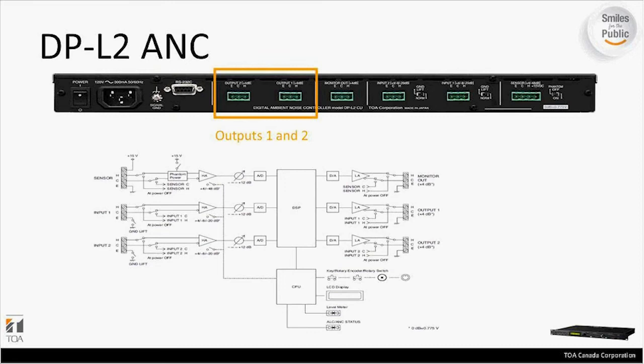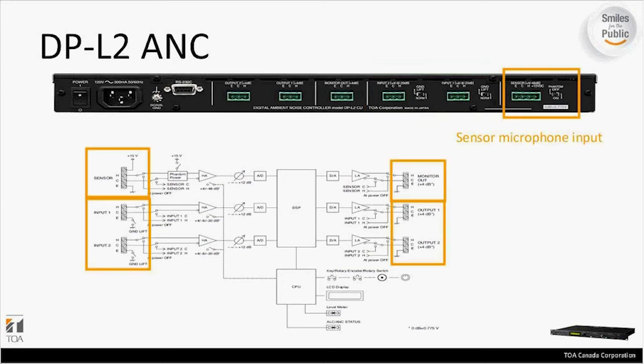But then you have your outputs 1 and 2, and you have your monitor output and your inputs 1 and 2. So you might have background music and you might have paging going into this unit. And of course you have one sensing microphone which would connect with its phantom power.